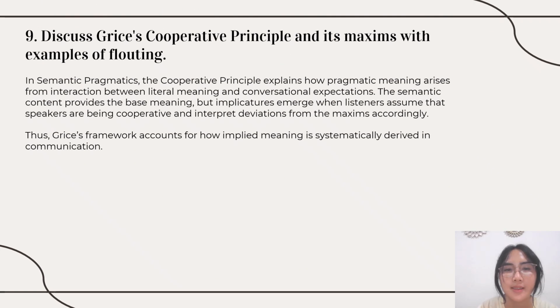In semantic pragmatics, the cooperative principle explains how pragmatic meaning arises from interaction between literal meaning and conversational expectation. The semantic content provides the base meaning, but implicatures emerge when listeners assume that speakers are being cooperative and interpret deviation from the maxim accordingly.